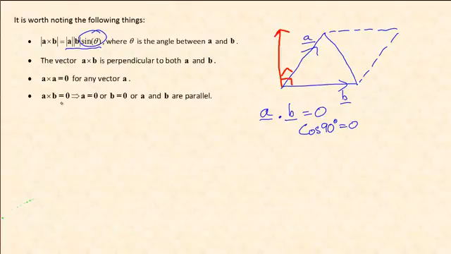A cross B is equal to 0 implies that A is equal to 0, or B is equal to 0, or that A and B are parallel. They don't have to be in the same direction because the sine of 180 degrees is also 0. A cross B is equal to the negative of B cross A for all vectors A and B.